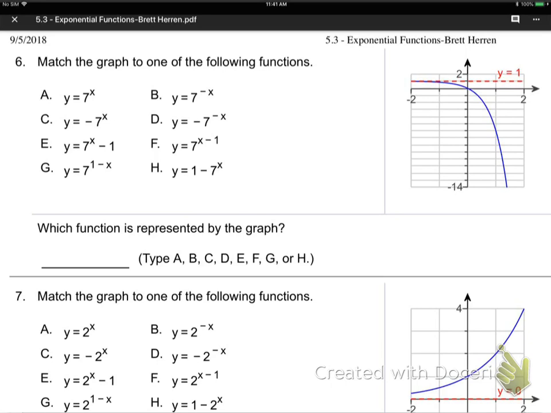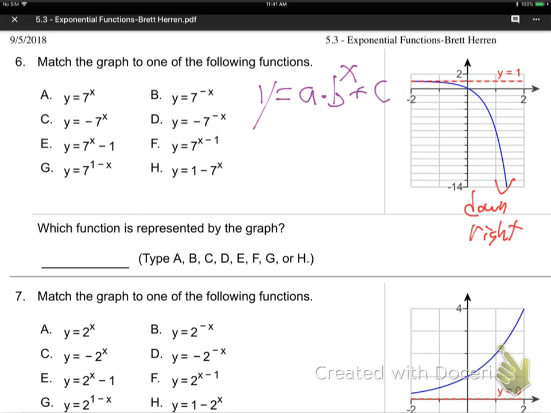So decide, the general form is a times b to the x plus c. So try the flip talk. Think about how it's been flipped and what that means about the equation. So how's it been flipped? Has this graph been flipped? It looks like it's going down and right. Normally they go up and right. This one's going down and right.